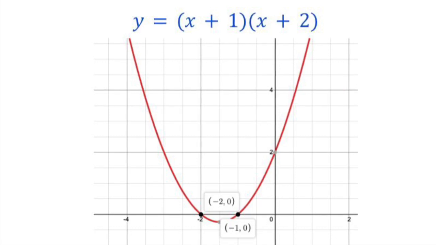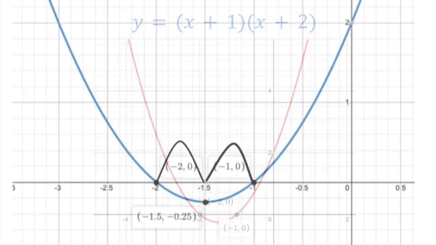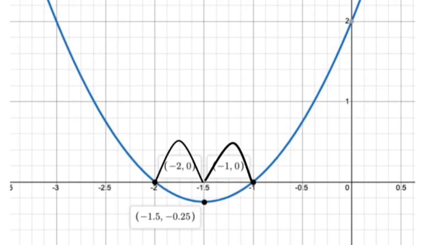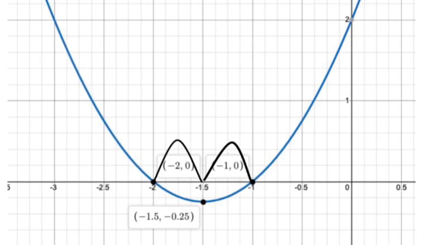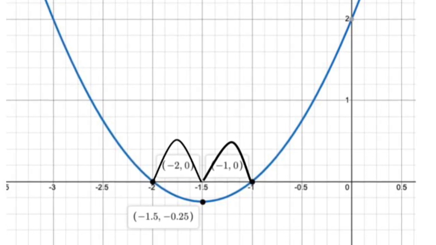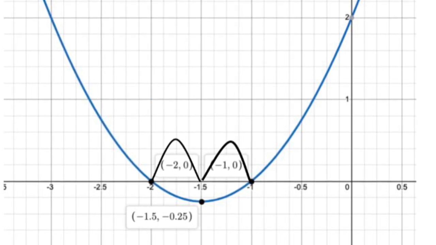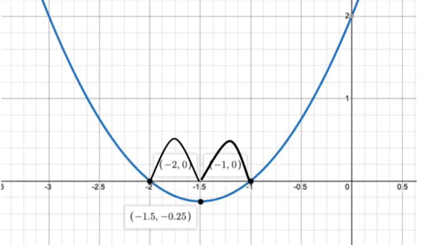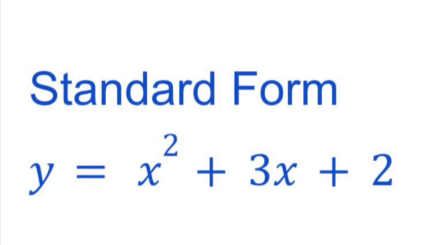We know that we have to do the bunny hops to find the middle to get the vertex. And so I've drawn a graph with bunny hops, and I can see that if I hop to the middle between -1 and -2 is going to be -1.5. So my vertex is going to be -1.5, comma, a negative number. And we've done that before too, but right now I just care about locating where on the x-axis the vertex is. So this equation is in standard form.